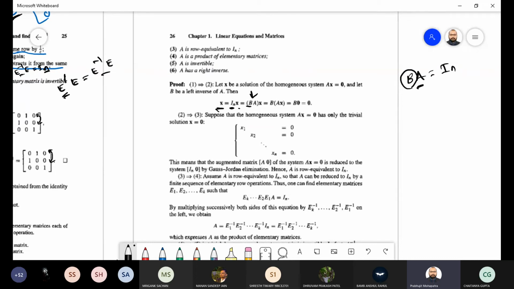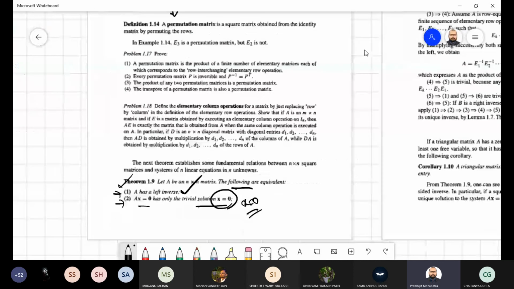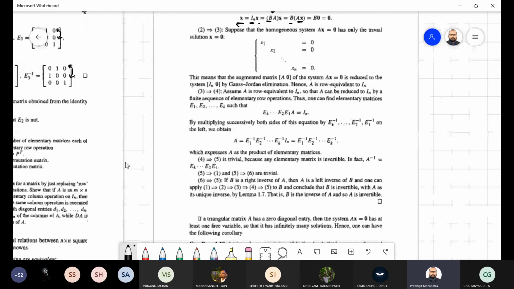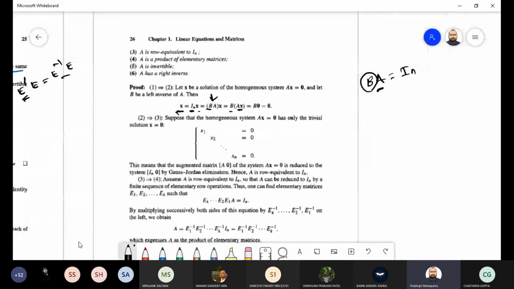Now what can you write? You can separate the bracket: B times (Ax). It's already given that Ax equal to 0, so in place of Ax you can write 0. B times 0 is nothing but 0. So x equal to 0, only one solution. That also we got.